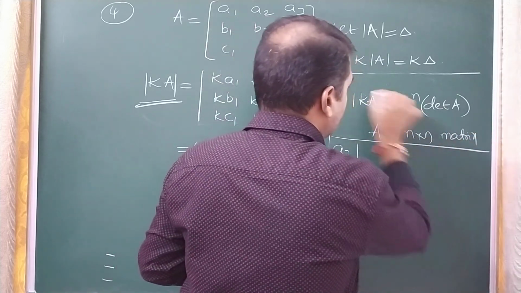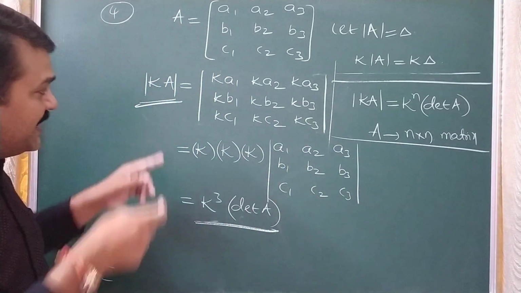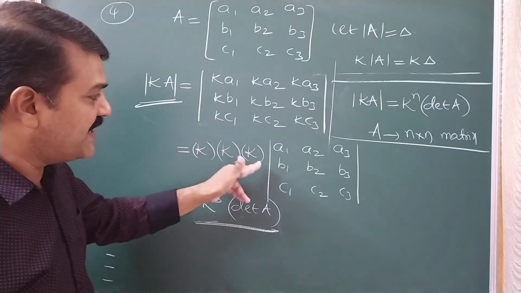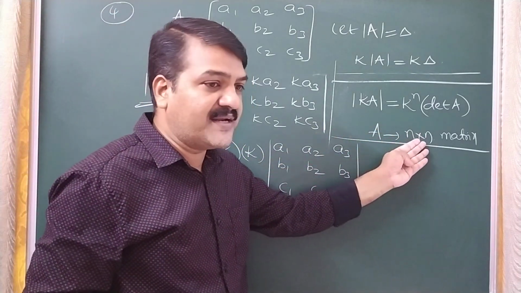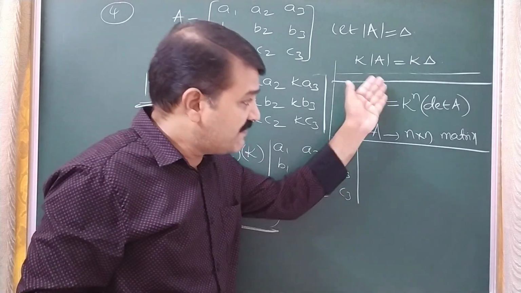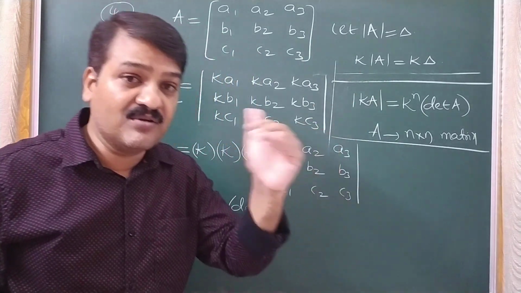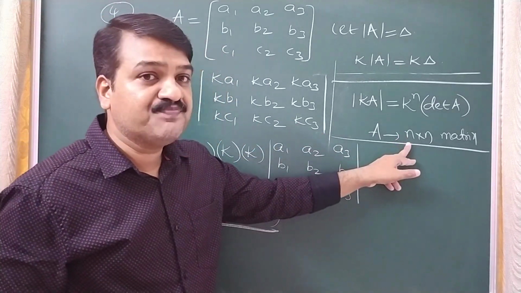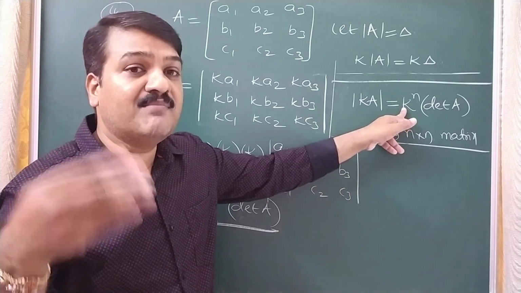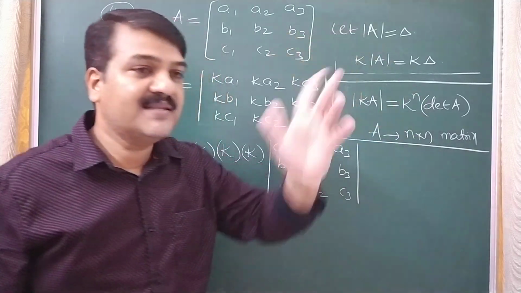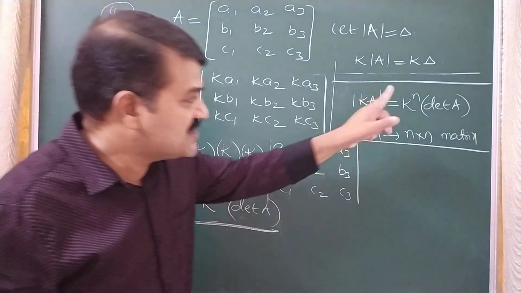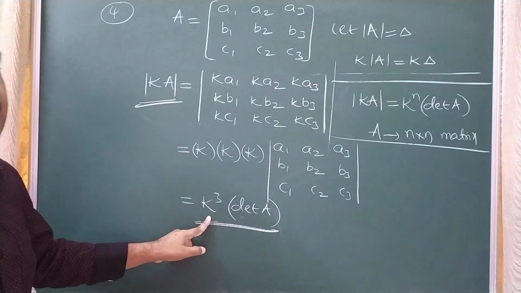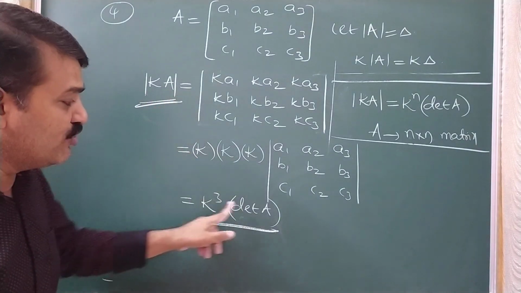Simple logic you can use, because A is a 3 by 3 matrix, you are getting first row, second row, third row, 3 Ks you are getting. If you are taking an n cross n matrix, you will have n rows. So from first row you will get 1 K, from second row you will get 1 K common, from third row you will get 1 K common, like that you have n rows. So automatically you will get n number of Ks, no? So K power n you will get, that's all. So this is the general formula for an n by n matrix. This is the formula for a 3 by 3 matrix. Determinant of KA is K cube into det A.